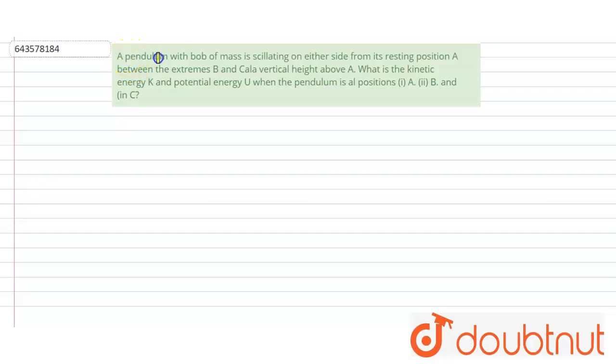Hello everyone, let's start the question. The question is, a pendulum with bob of mass m is oscillating on either sides from its resting position A between the extremum B and C, vertical heights h above A. What is the kinetic energy K and potential energy U when the pendulum is on position A, B and C?